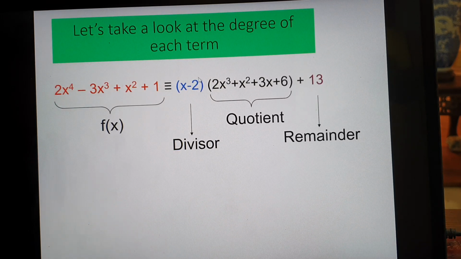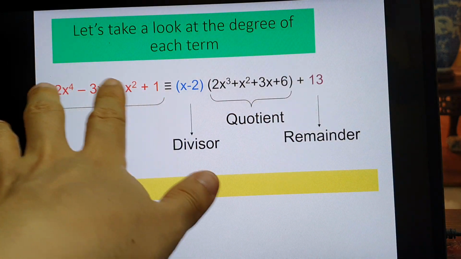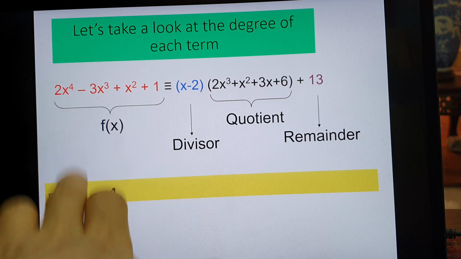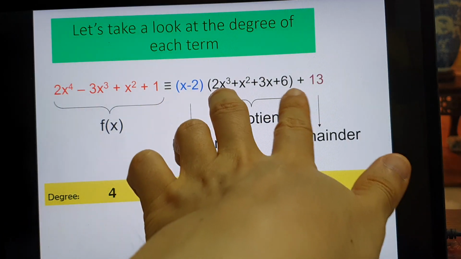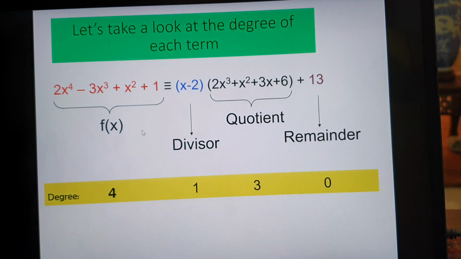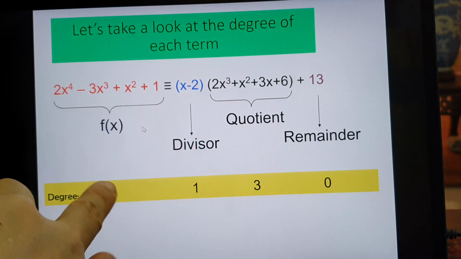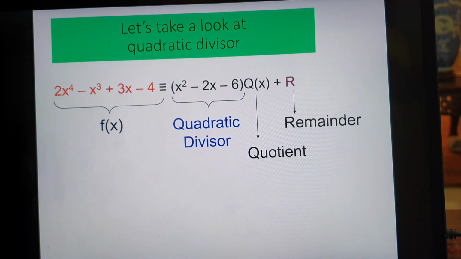Okay, next. We are now examining this dividend. What is the degree? 4. This divisor, what's the degree? 1. Degree 3. Degree has to be 0. So can you see the relationship between the degree on the left and the right? It more or less adds up.